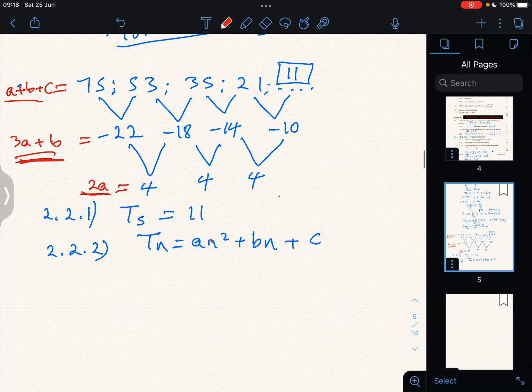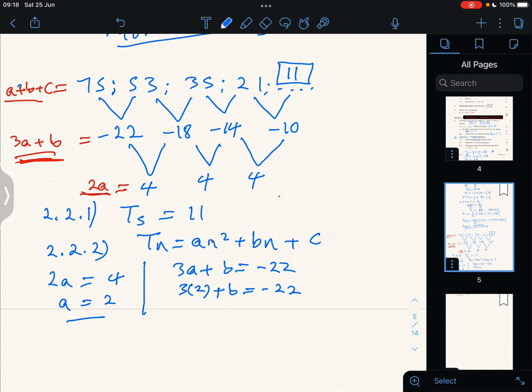So let's see now. Let's look for the unknown values a, b, and c. So 2a equals 4. Therefore, the value of a here is 2, and 3a plus b equals negative 22. Substituting the value of a, which is 2, we just found here, 6 plus b equals negative 22. So now we just have to solve for the value of b. The value of b is negative 22. 3 times 2 is 6. Bringing it to the right hand side, it becomes negative 6. That gives us negative 28. That's the value of b.